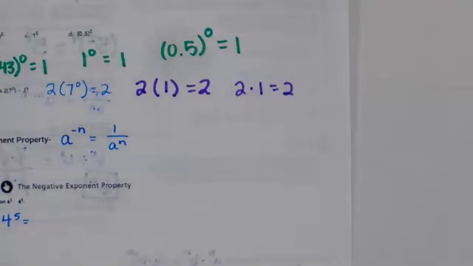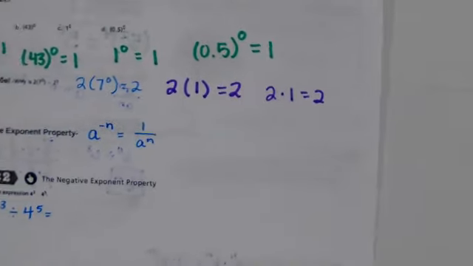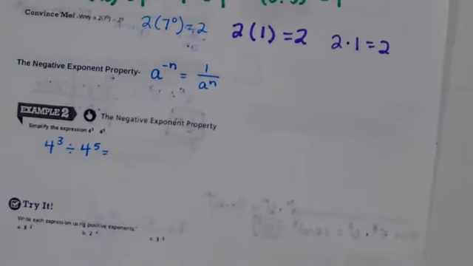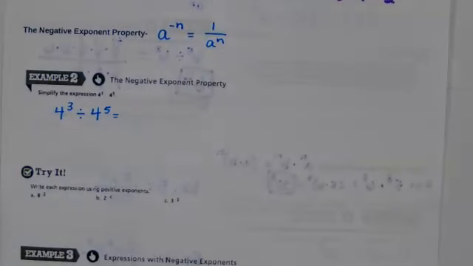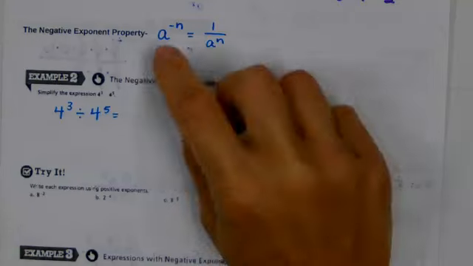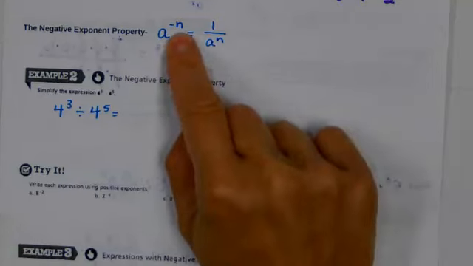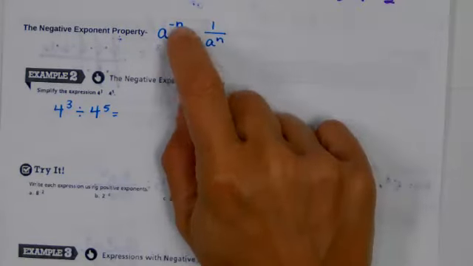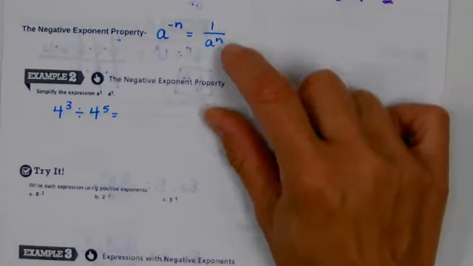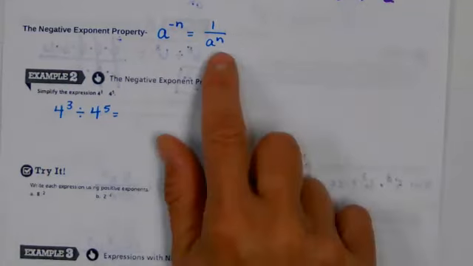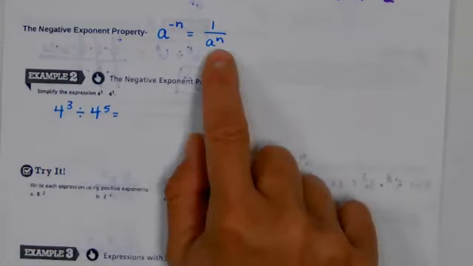The next thing that we need to talk about today is what we do with negative exponents. So far in our lessons, we've left them negative and left them alone. However, the idea is to not have negative exponents at all. The negative exponent property says that to get rid of a negative exponent, you put it in a fraction, and you put 1 over that base with the exponent, and that gets rid of the negative.